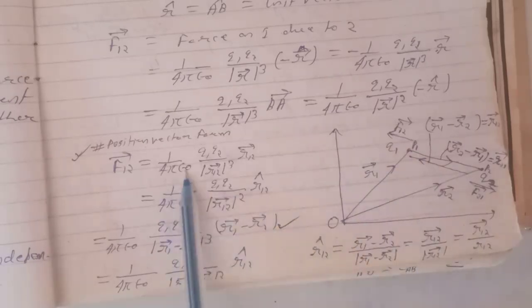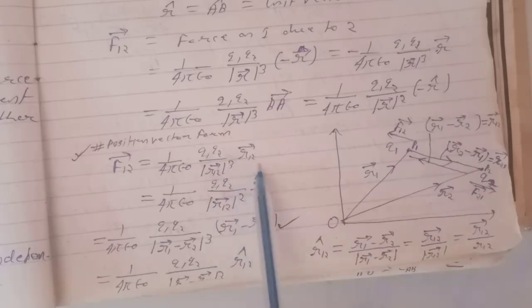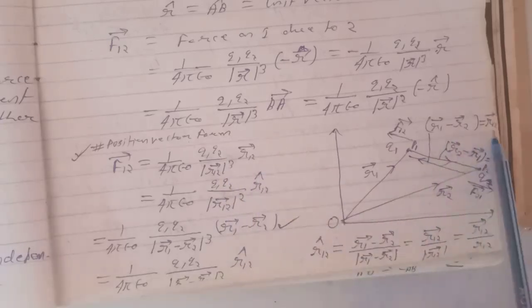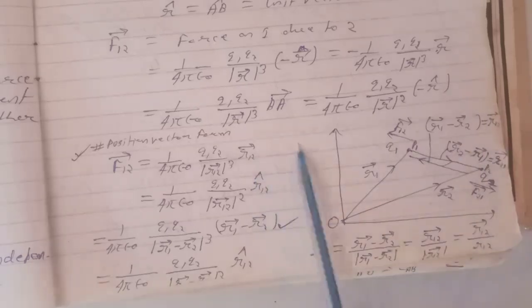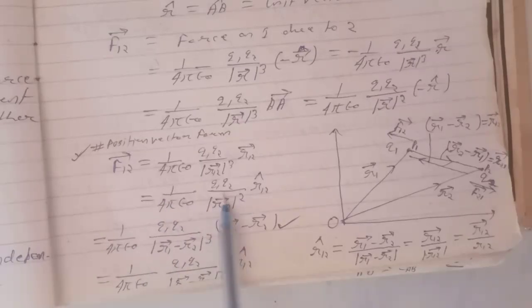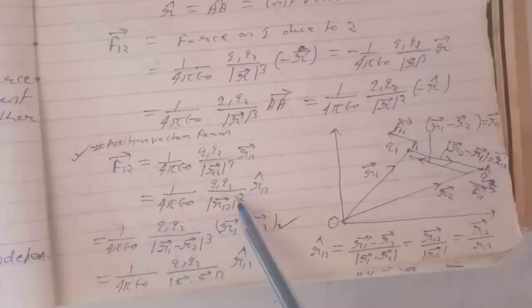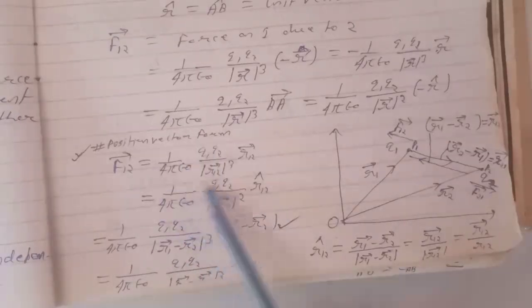So 1 by 4 pi epsilon naught q1 q2 by mod r12 cube into r12 vector. This is r1 minus r2, which we have written as r12, or equals 1 by 4 pi epsilon naught q1 q2 by square of mod r12 into r12 cap. If you write it in unit vector terms, this shows the magnitude and this is the direction. Here again this shows the magnitude, this is the direction.